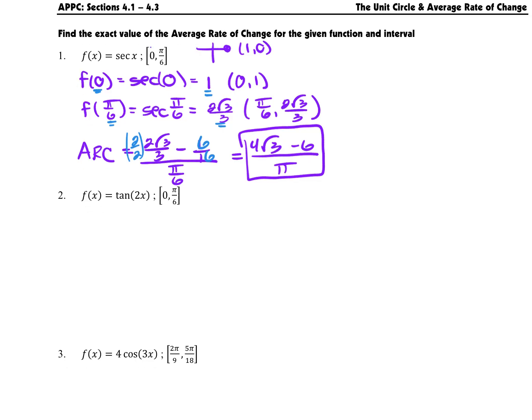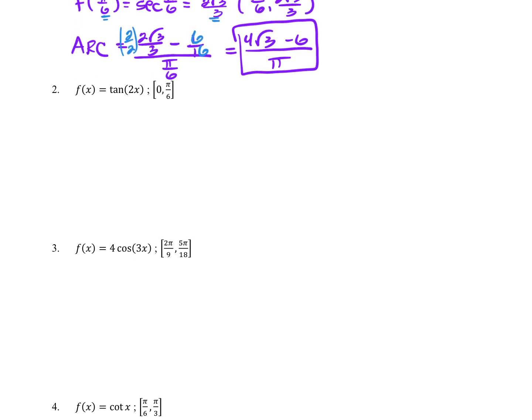Now the next one's going to get a little tricky. Again, we need to calculate our values here. So these are the x values that are going to go into our function, but this 2x is going to make things different for us. We won't notice it right away, but it is going to change things. First things first, f of 0 is tangent of 2 times 0, which is tangent of 0, remember, that's sitting right there on the x-axis.